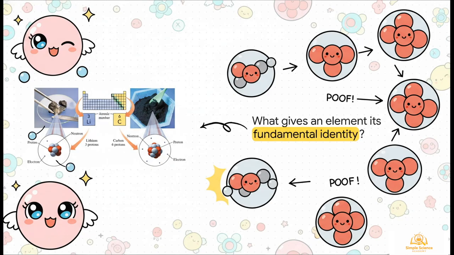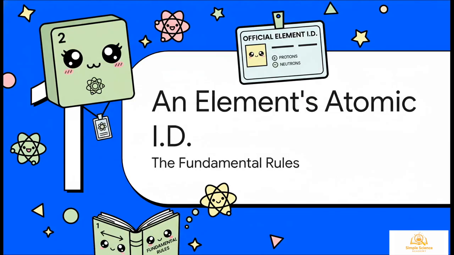Okay, just look at this. On one side, you've got lithium, and on the other, you've got carbon. They look different, they act different, their atoms are clearly built differently. But what's the one single thing that makes an atom of lithium, well, lithium, and an atom of carbon, carbon? To answer that, we've got to start with the absolute fundamentals. Think of this part as figuring out the official ID card for any given element.